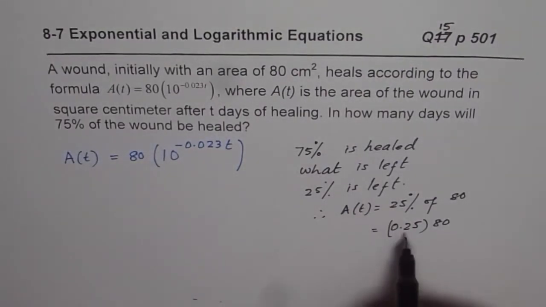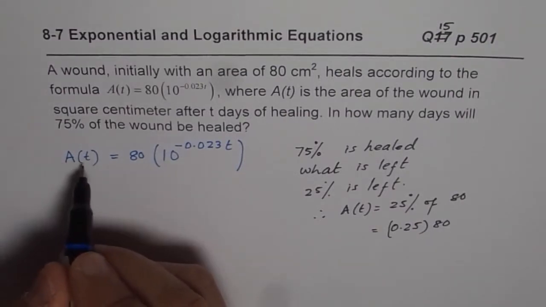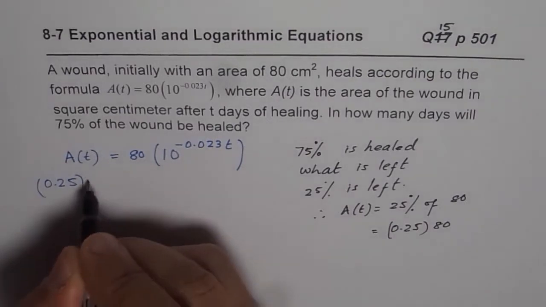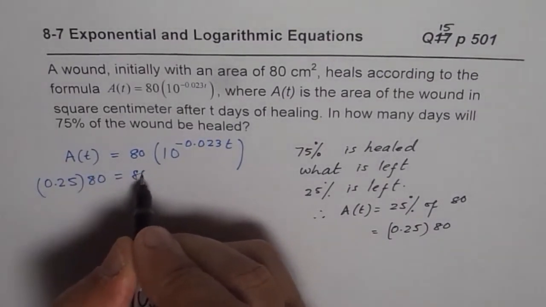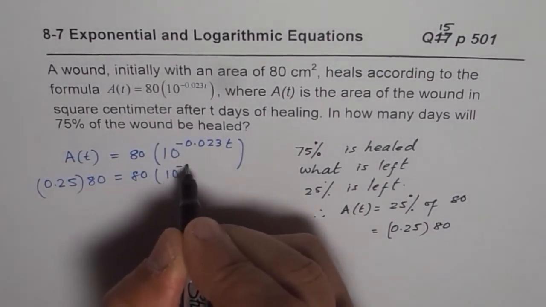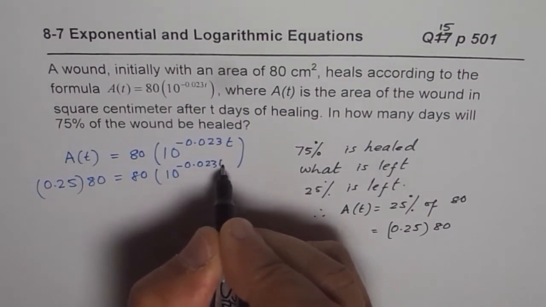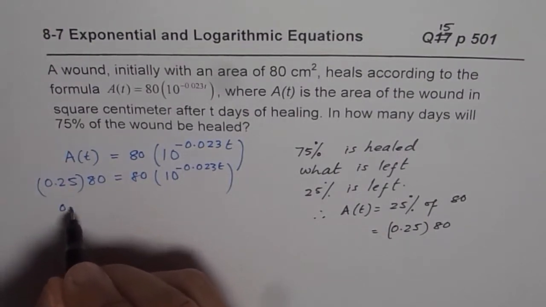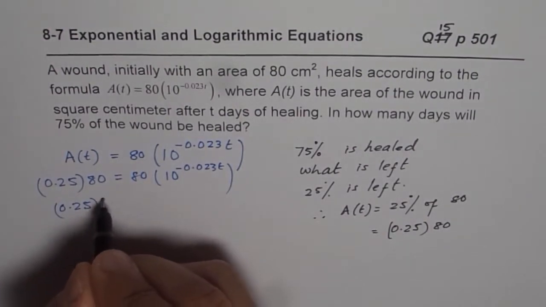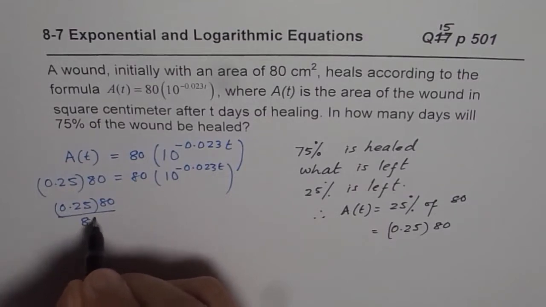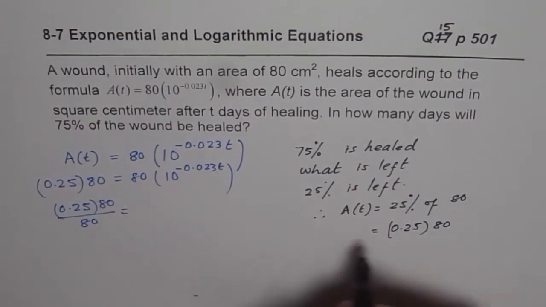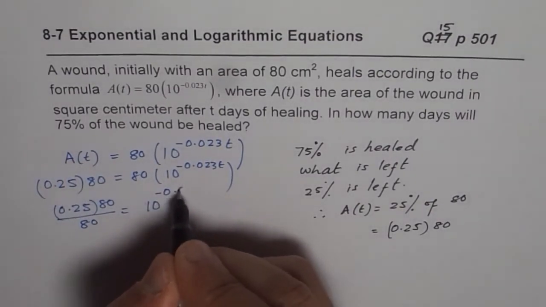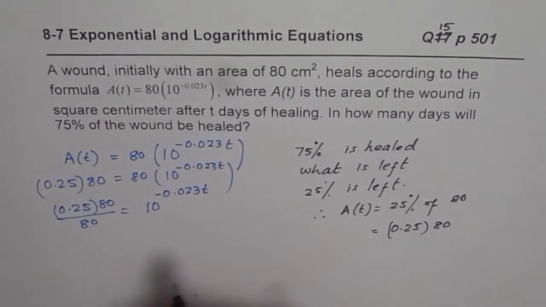So that means 25% is left. So A(t) will be 0.25, 25% of 80, you agree? Times 10 to the power of minus 0.023t. That is the key. Now you can divide by 80 on both sides. So you get 0.25 times 80 divided by 80. Since it cancels out, I didn't calculate the value. Is equal to 10 to the power of minus 0.023t.